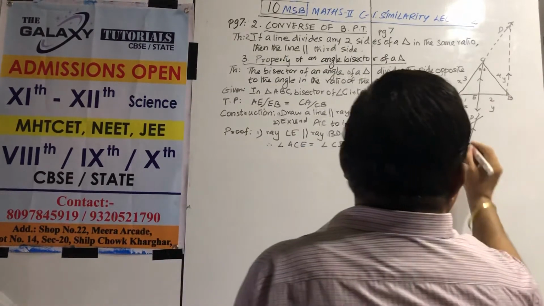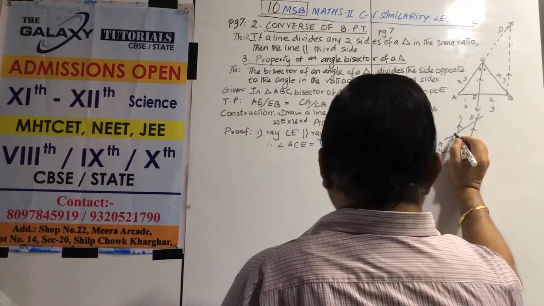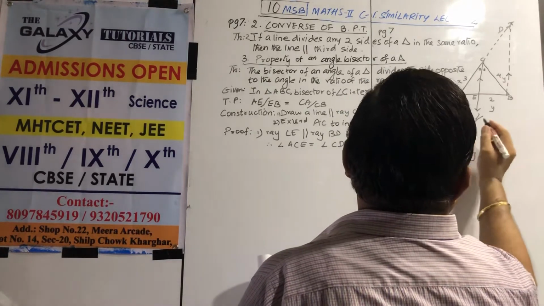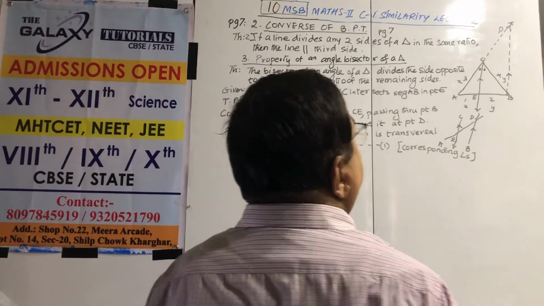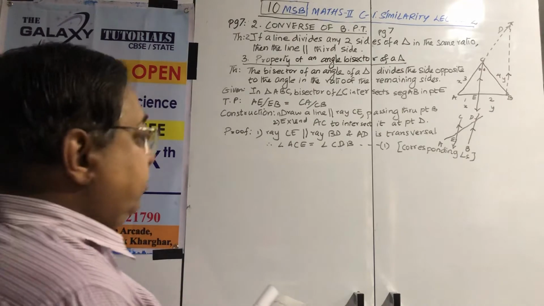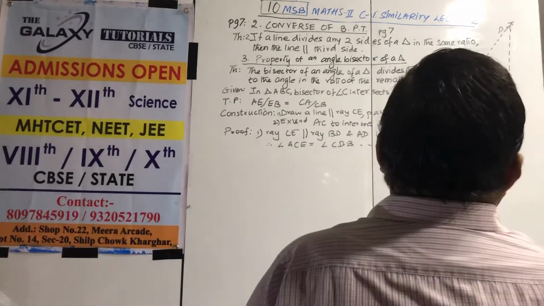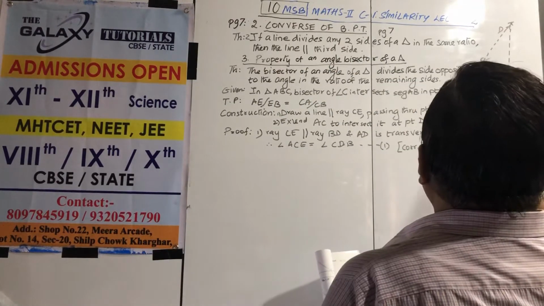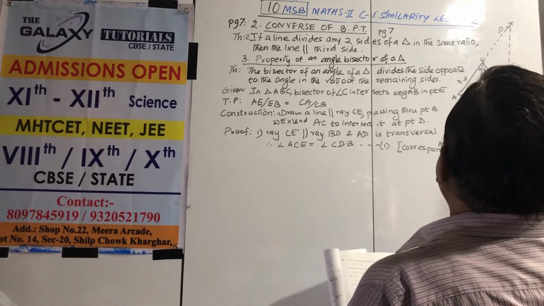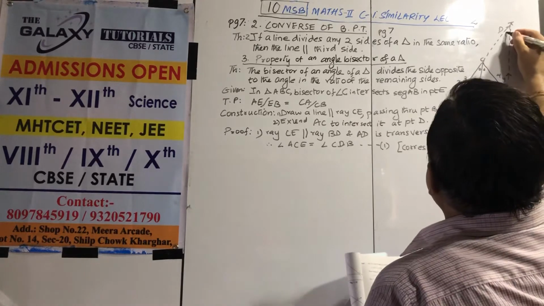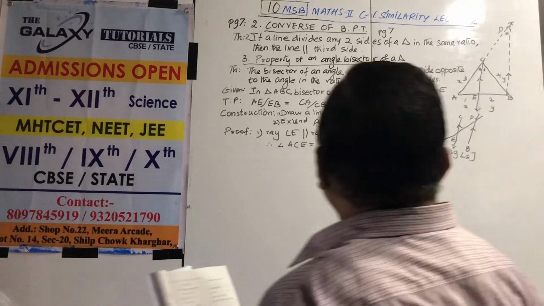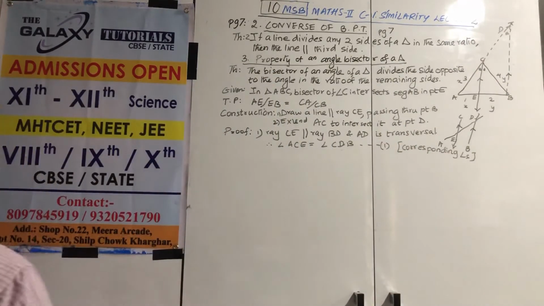Angle ACE is equal to angle CDB. Okay, so this is how it is shown. Then, corresponding, my friends, very simple. You can see that ACE, CDB, okay, we are having corresponding angles. So this and this become the same. This is first you will prove.